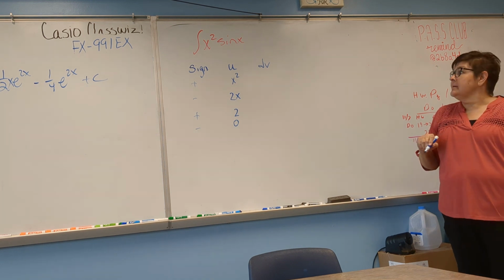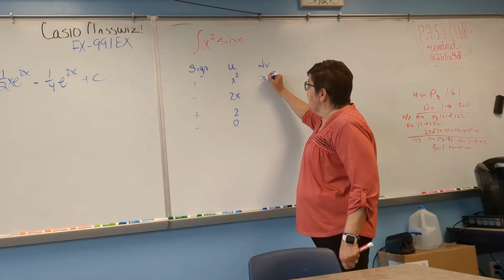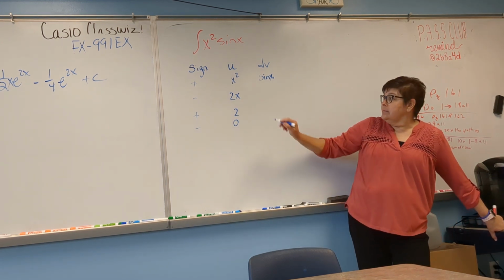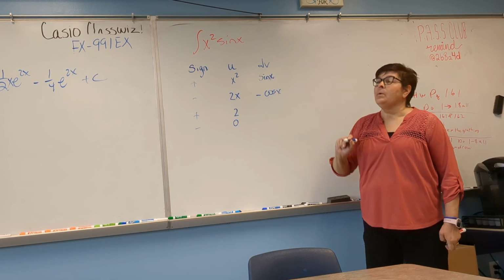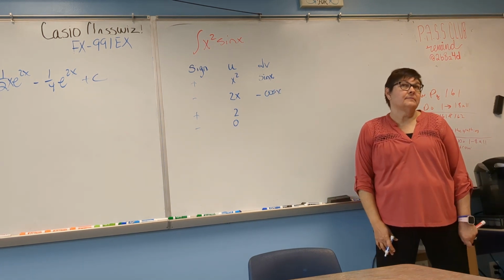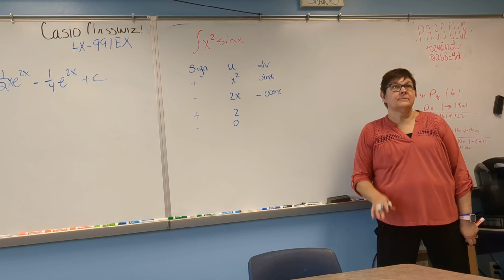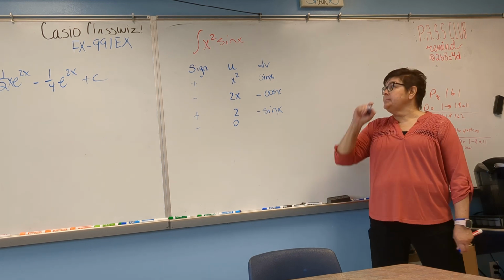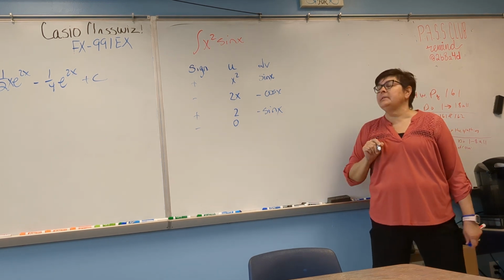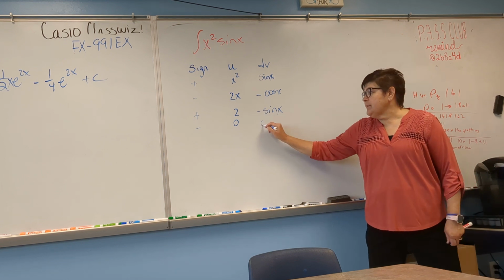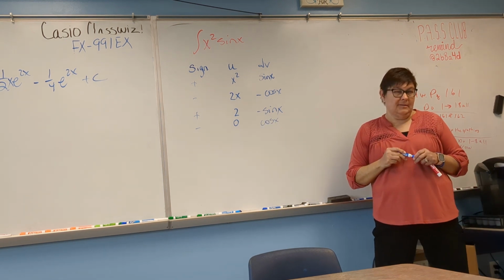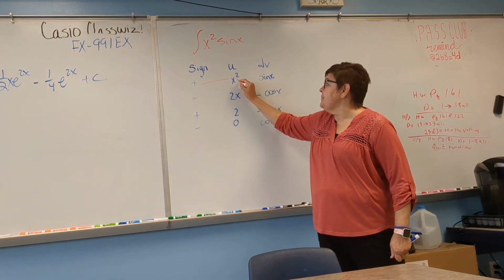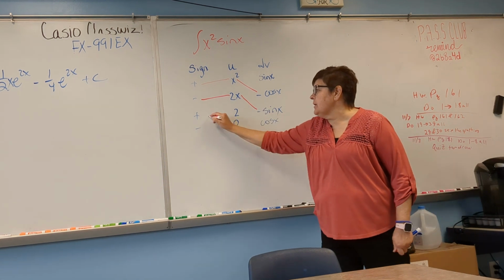Does that make sense? All right, my dv is the word sine. What's the integral of sine? Negative cosine. What's the integral of negative cosine? Negative sine. And then what's the integral of negative sine? Positive cosine. Are we good? Are we cool or not? So we're going to come across the top, down, across, down, across, down.